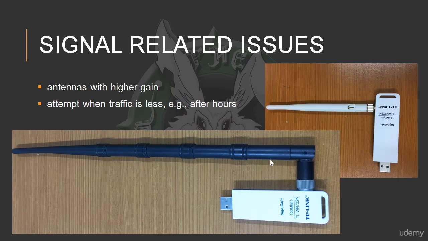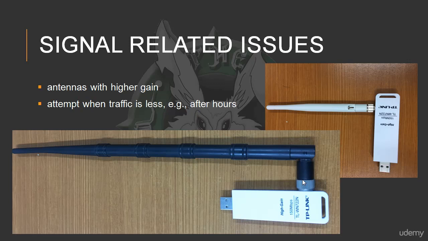Here's a picture showing the same TP-Link wireless card and the antenna that it comes with, as well as another antenna which has higher gain. Both of these are omnidirectional antennas, so they are not directional antennas, but this antenna with much higher gain is able to give something like 8 to 10 dB improvement of the signal strength compared with the antenna that it came with.